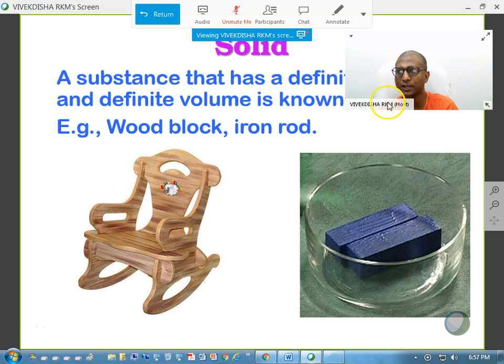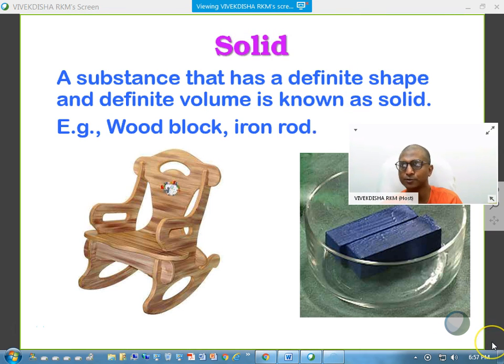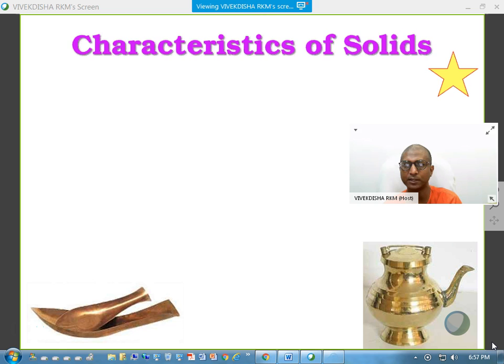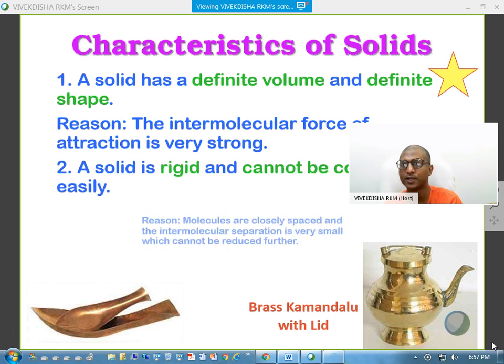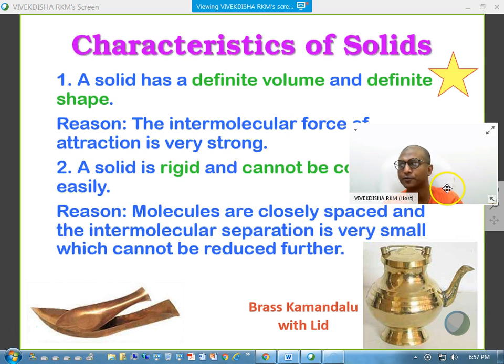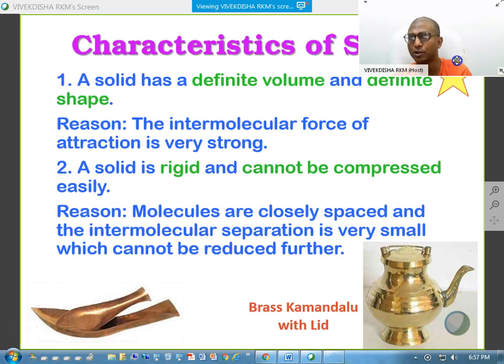This is your solid. The definition of solid, you must remember that. Then we will come to the characteristics of solid and different types of solid which we use for different purposes, maybe sometimes daily, but sometimes during celebration or worship time.